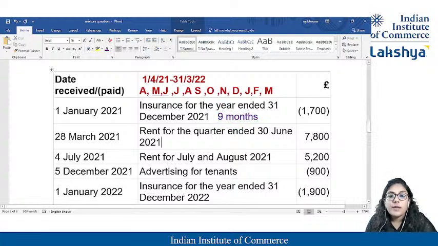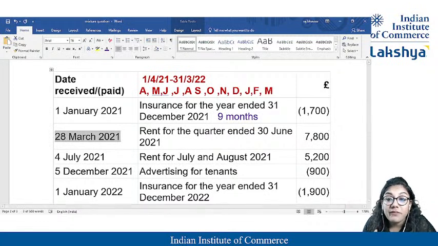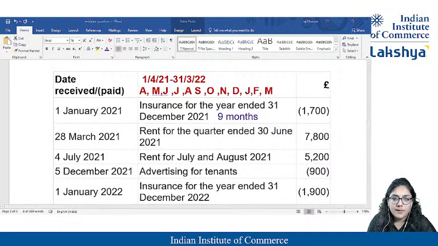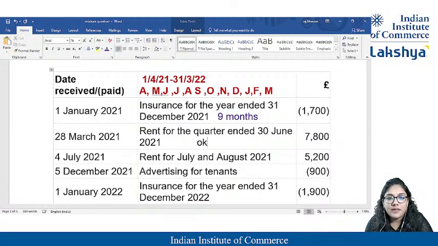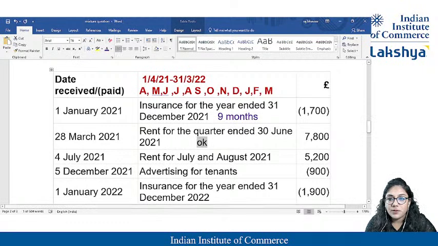Now, when it is about the second item, we are going to receive. Over here I'm going to receive on 28th March 2021 rent for the quarter ended on 30th June. Students, it's rent for the quarter, so April, May, June, the first quarter. We are receiving on the last date of that month, and this is for only 3 months, so it's perfect. No adjustment is to be made.